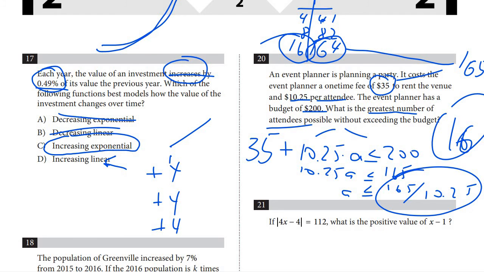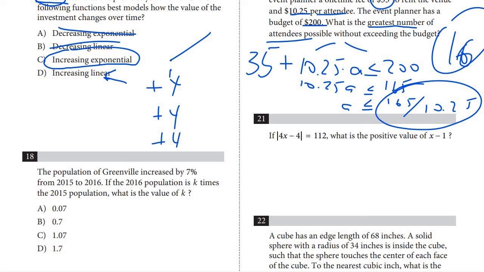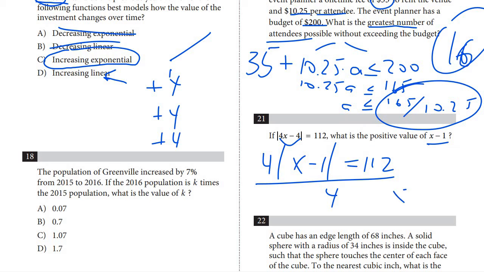21 is right here. So what is the positive value of x minus 1? Since you have 4 and 4 here, you can factor that out. When you factor that out, you're going to have the equation rewritten this way. And since we are looking for x minus 1, we want to divide by 4 on both sides. So our equation is going to look like this. 112 divided by 4, well, 100 divided by 4 is 25, and 12 divided by 4 is 3, so 28.